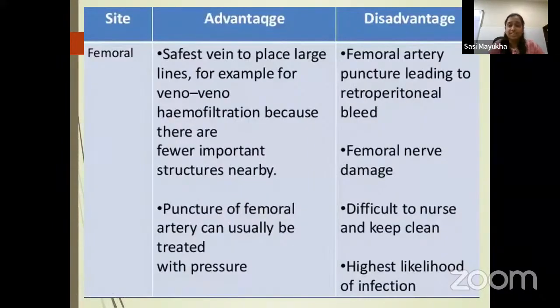It is the safest vein to place large lines, for example, veno-venous hemofiltration; usually they use it for ECMO. Femoral artery puncture can lead to retroperitoneal bleed. Femoral nerve damage can occur. And the most important disadvantage of a femoral vein is the highest chance of infection. So usually we do not prefer femoral veins unless it is a very, very emergency.